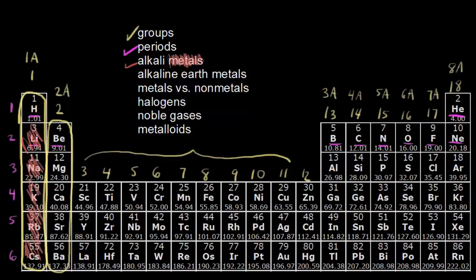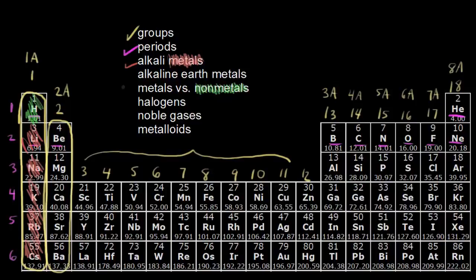All right, let's talk about hydrogen, because hydrogen is also in group 1, but hydrogen is not an alkali metal. Hydrogen is a non-metal. So let me go ahead and draw that in green here. I will represent non-metals in green. So hydrogen is the exception in group 1.